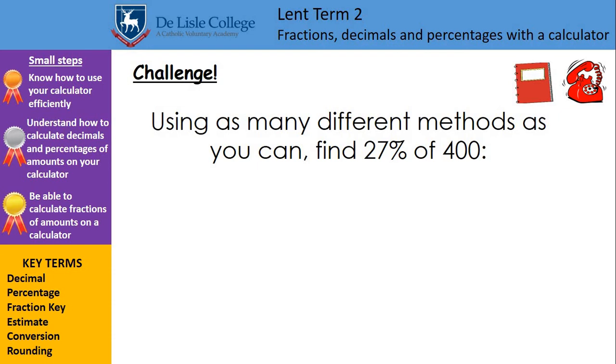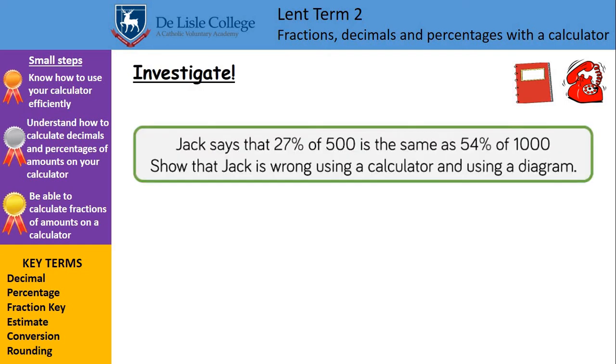Okay, hopefully you've used some different techniques. You might have used the percentage button by typing in 27% times 400. You may have also used 0.27 multiplied by 400. You may have even used the fraction button and 27 over 100 multiplied by 400. Did you come up with any others? If you did, then share them with your teacher. It'd be really interesting to hear some of your ideas.